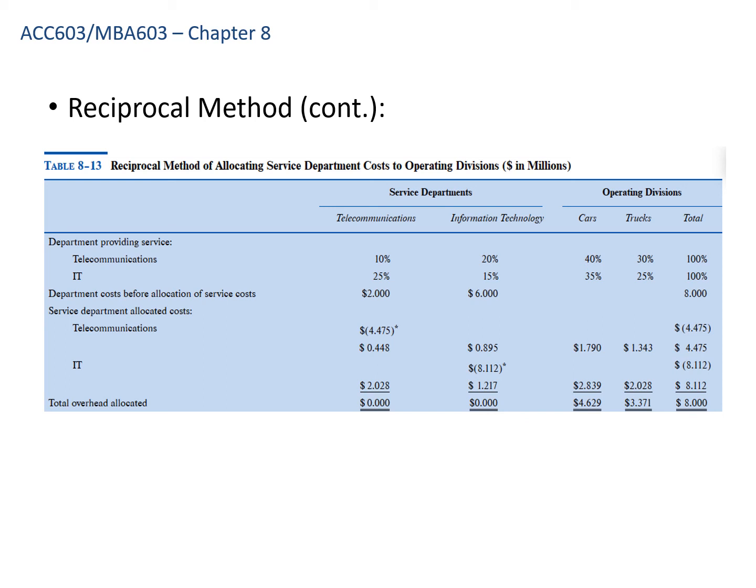So 10% of that, 0.448, they rounded, is going to go to telecommunications, 20% to information technologies, 40% to cars, 30% to trucks. And I can see that equals 4.475, which offsets the negative. I do the same thing with 8.112 for the IT, and now you can see here in the vertical columns, I've allocated all of the telecommunications and information technology columns. They add up to 0, and I've got fully loaded cost in cars and trucks.